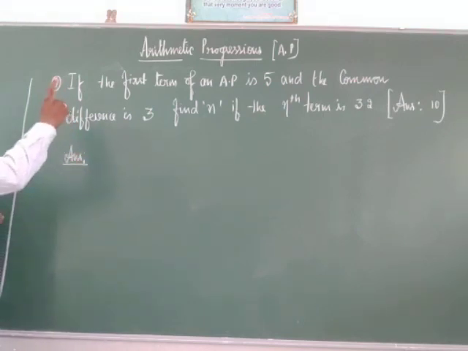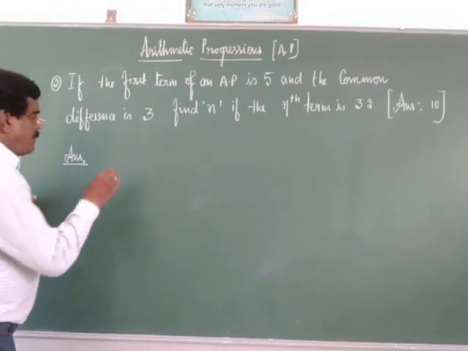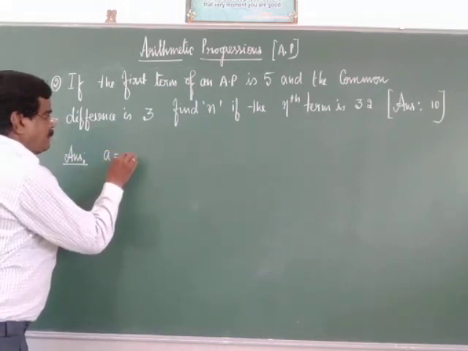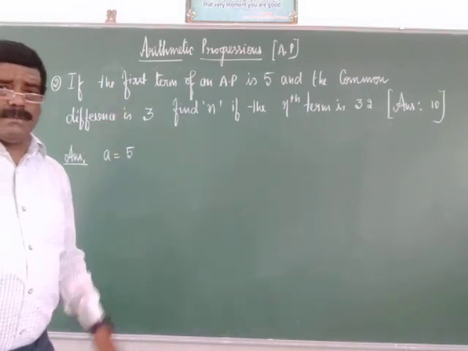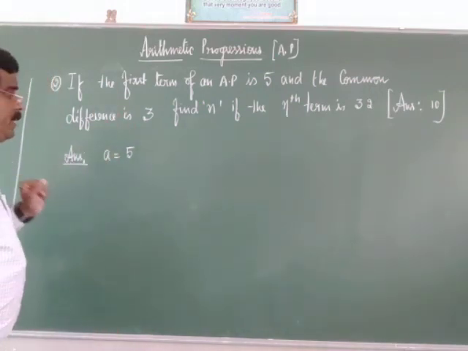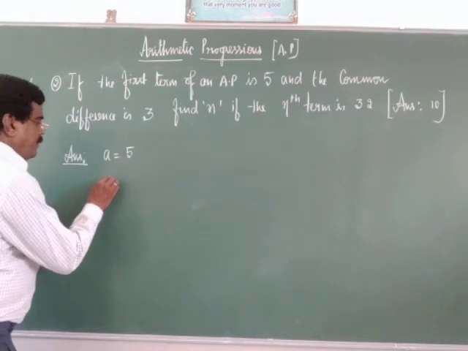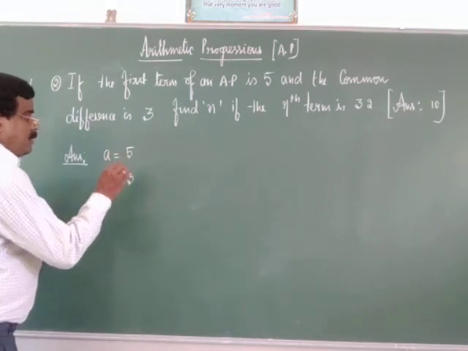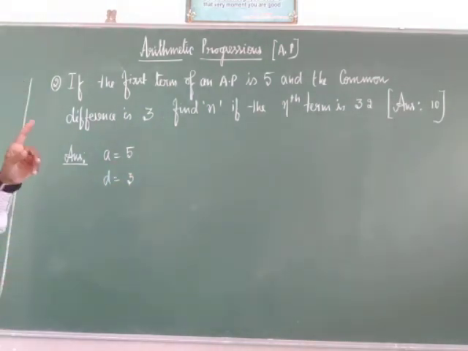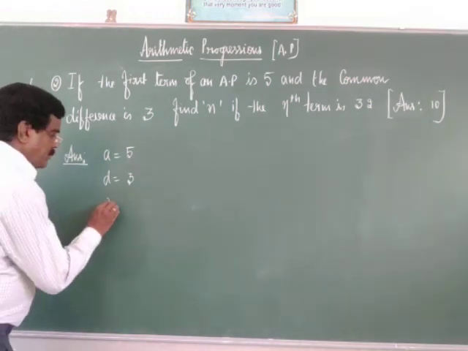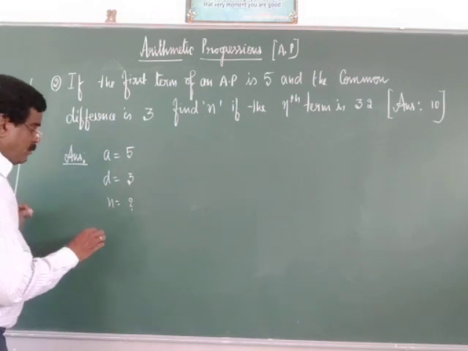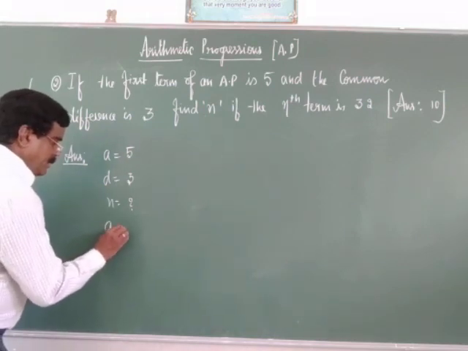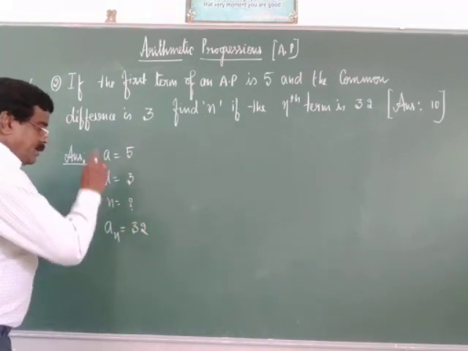See here, if the first term of an AP is 5, first term means you must be knowing it is A. First term of an AP is A, which is nothing but 5. And the common difference is 3. Common difference means D is equal to 3. The question is clear. Find n. So n is equal to question mark. Nth term is 32. Nth term symbol is A n. See children, this is the data.